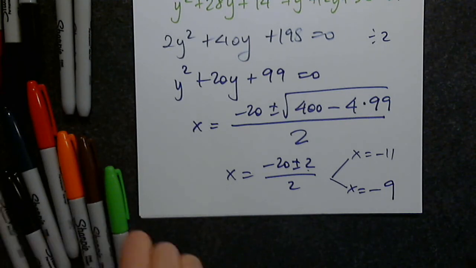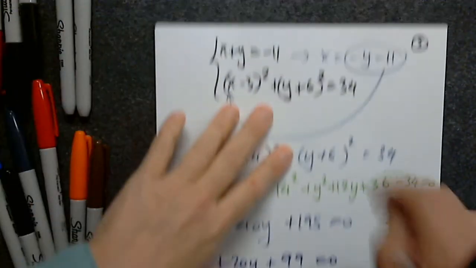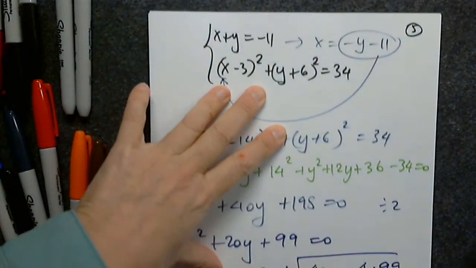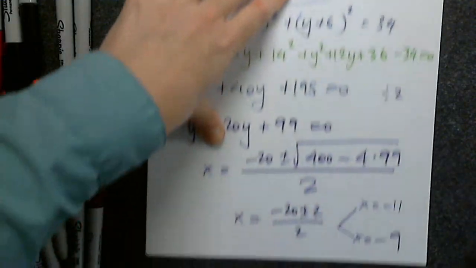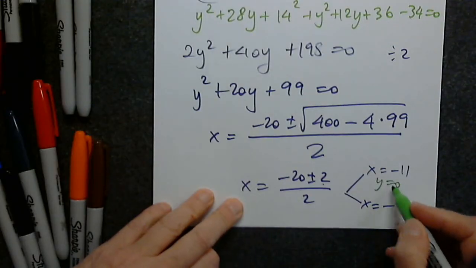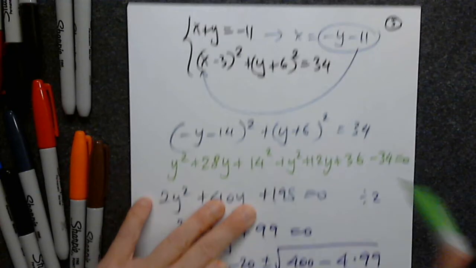This is good, but it's not good enough. I have to go back to my substitution here. So with negative 11, I get 0. And with negative 9, I get negative 2.